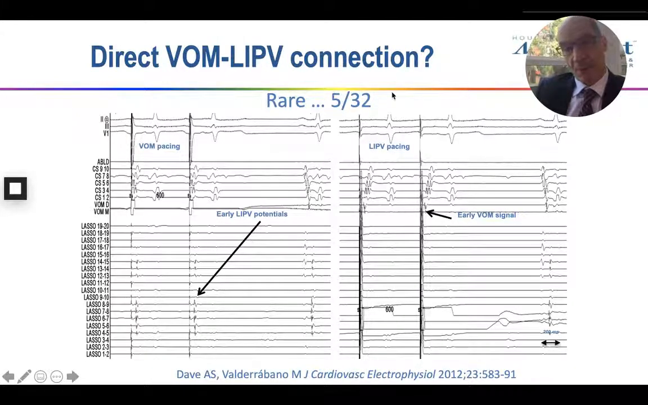And in a rare proportion of patients, 5 out of 32 patients with reconnected left inferior pulmonary veins, we could see that pacing in the vein of Marshall could advance the PV potential. Compare this to a sinus beat. When we pace the vein of Marshall, the PV potential comes earlier than the far field atrial activation, as you compare that in sinus.